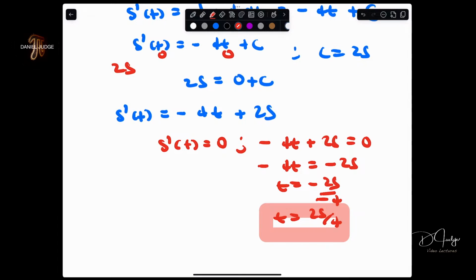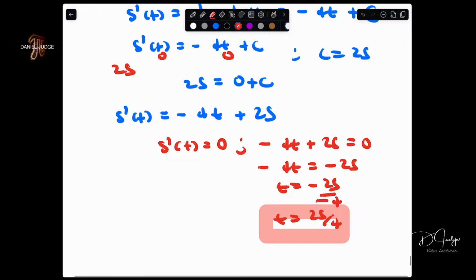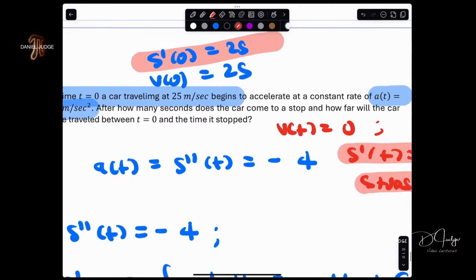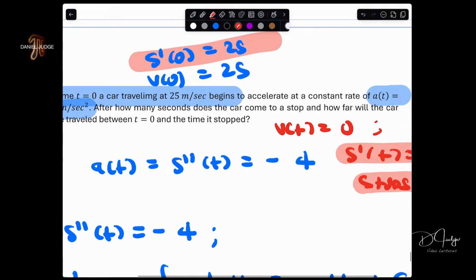So remember, the car is traveling in a direction, and in this case, it stops and may change direction. Okay? Now, what do they want to know? They want to know, after how many seconds does the car come to a stop? We already found that, 25 fourths. And so we found this first part.